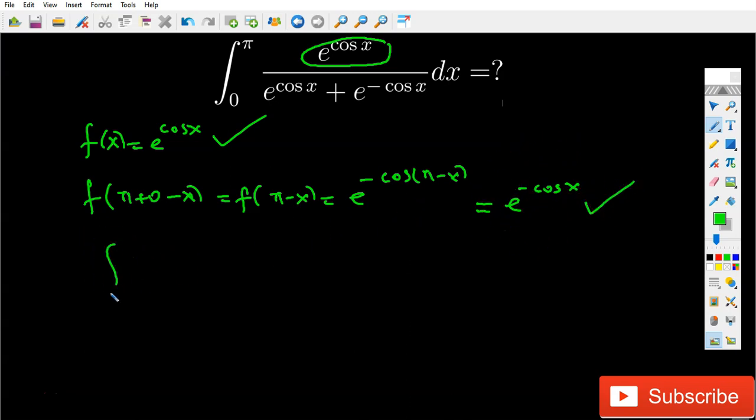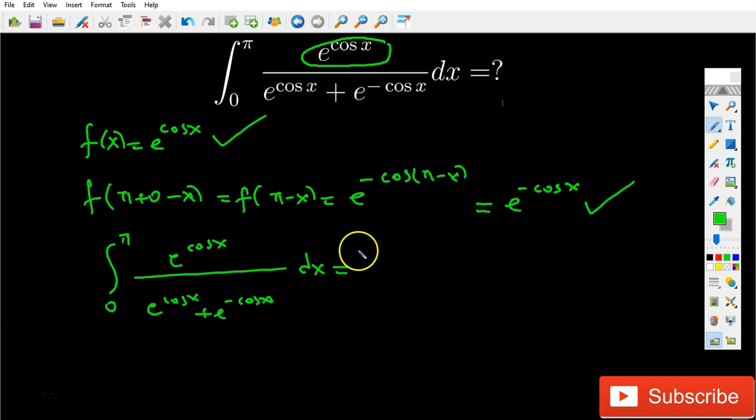So my integral from 0 to pi of e to the power of cosine x divided by e to the power of cosine x plus e to the power of negative cosine x dx is going to be equal to just 1/2 times upper limit pi minus the lower limit 0. So the answer is just pi over 2.